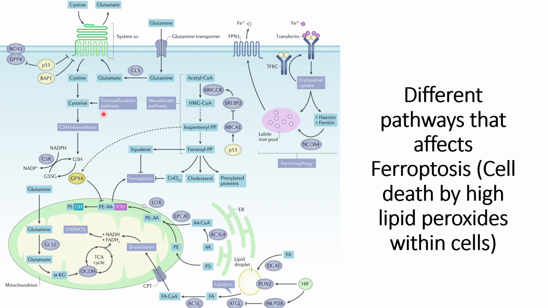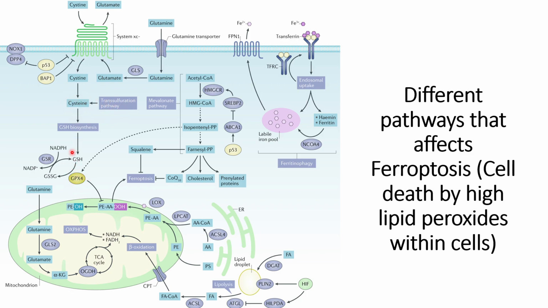One more pathway that has been recently identified in this process is the transsulfuration pathway. This transsulfuration pathway will also help in GPX4 formation from the cystine pathway. It will take over, and the transsulfuration pathway will directly form this cystine, and that will help in GPX4 formation.